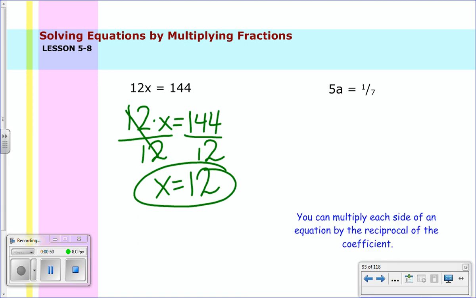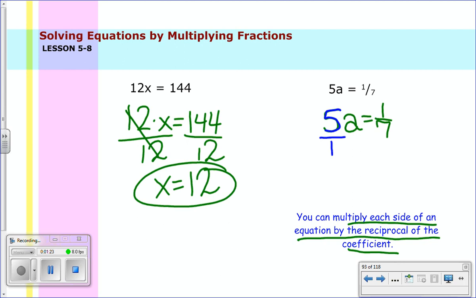Tonight, we're going to look at solving something like this. 5 times a is the same thing as 1/7. Now, what we want is to get a by itself. Instead of just dividing by 5 because we have a fraction over here, what we can do is multiply each side of the equation by the reciprocal of that coefficient. And remember, a coefficient is just the number being multiplied by that variable. In this case, the coefficient is 5.